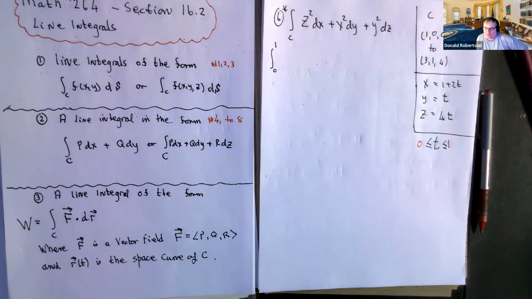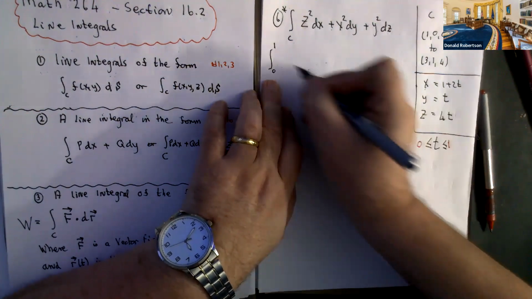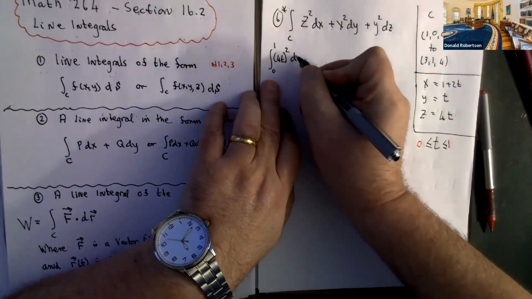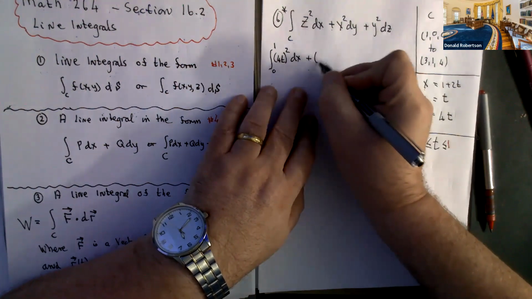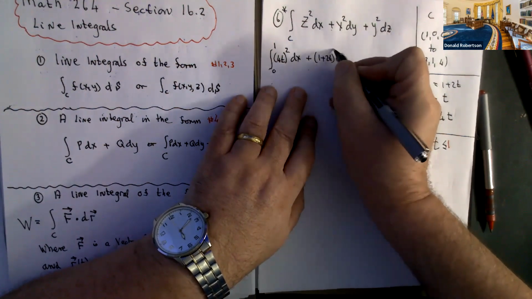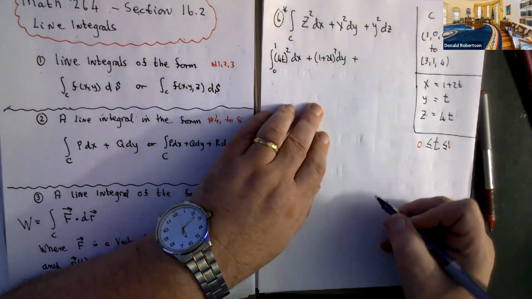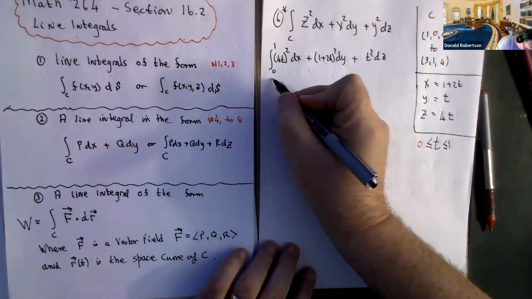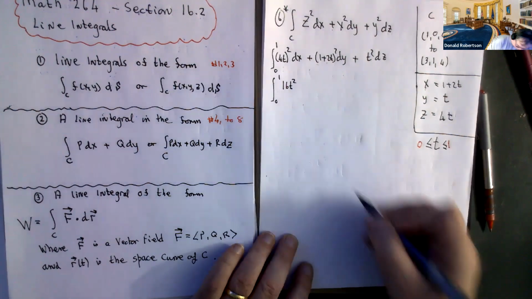I mean, it's a guess, but wouldn't it work an awful lot of times? Z squared, 4t squared dx, x squared, 1 plus 2t squared dy, and y squared is t squared dz. So it's going to be an integral from 0 to 1, 16t squared.